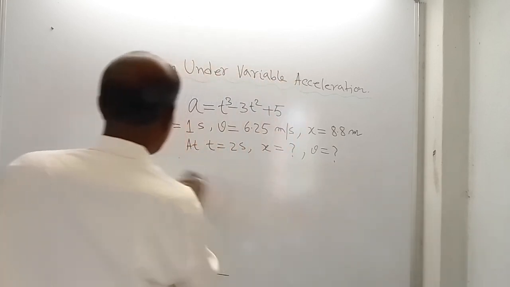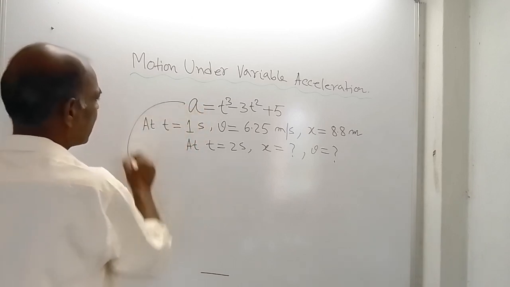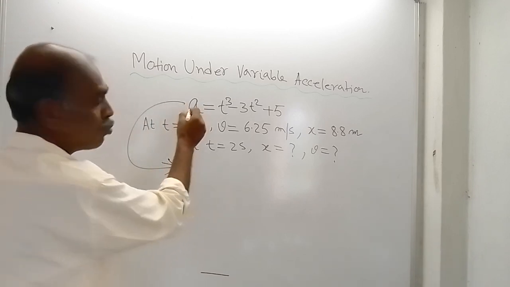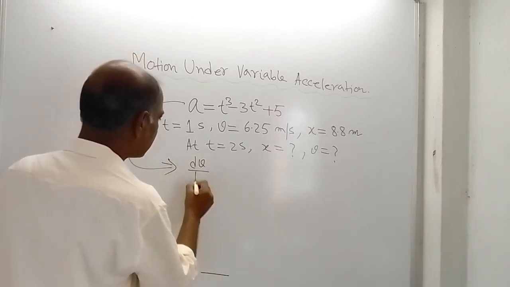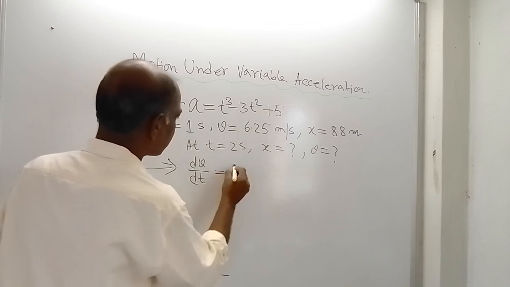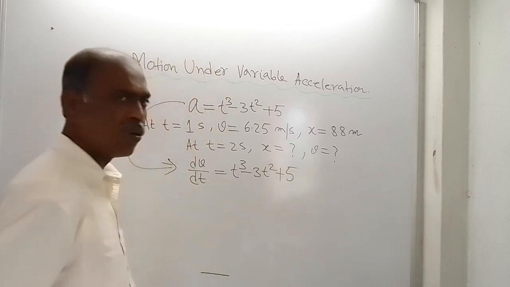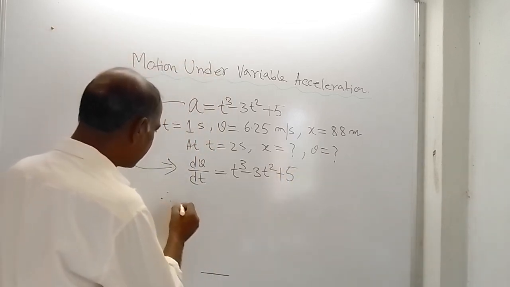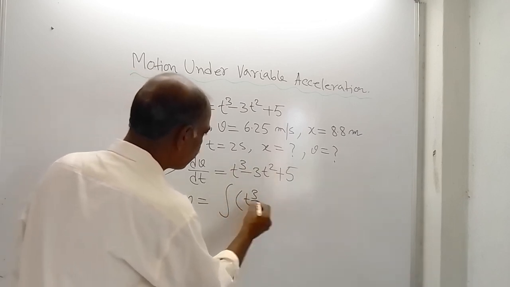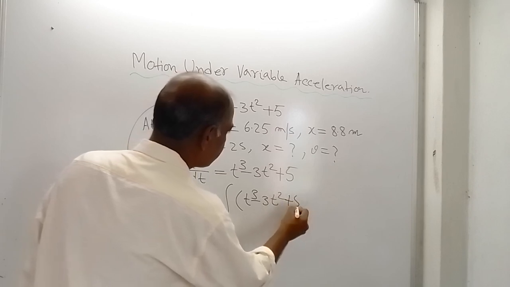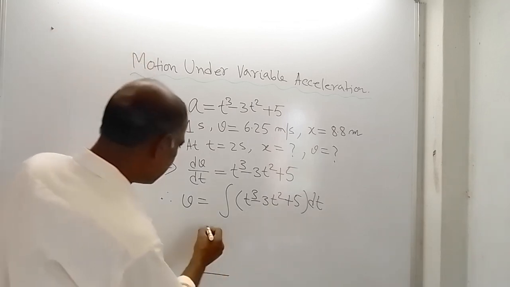So here acceleration is given. In the next line, you replace this A by dv by dt. So you write dv by dt is equal to the right hand side expression, t cube minus 3t square plus 5. In the very next line, you can easily write v is equal to the integration of this expression, t cube minus 3t square plus 5, with dt.